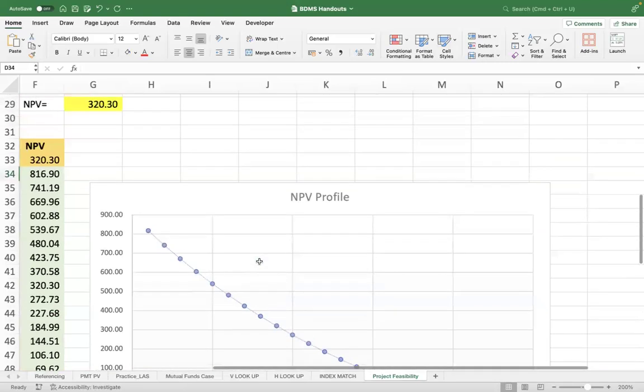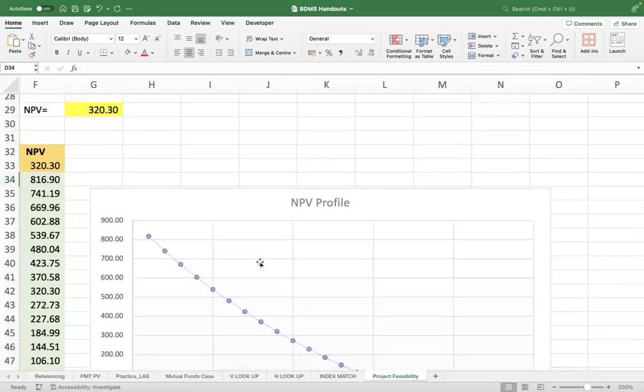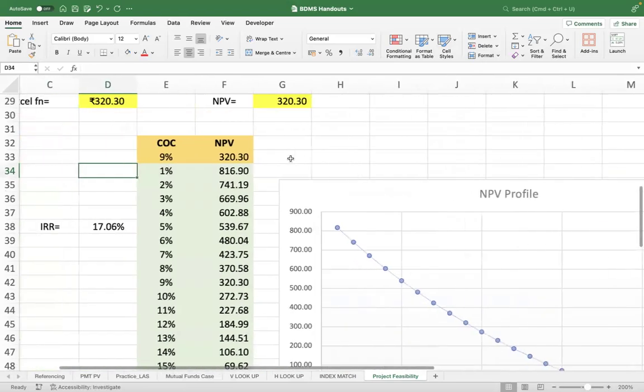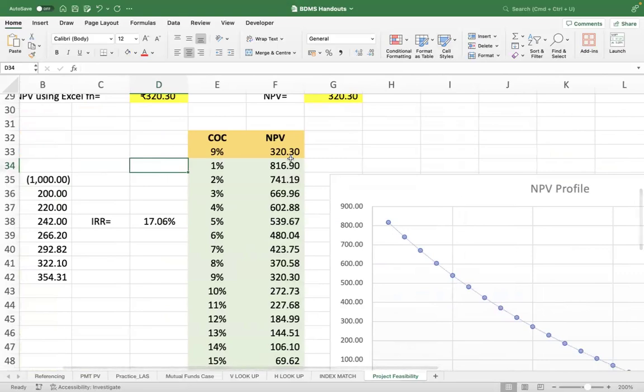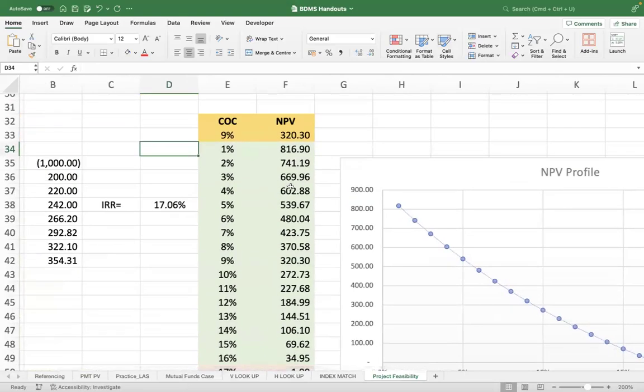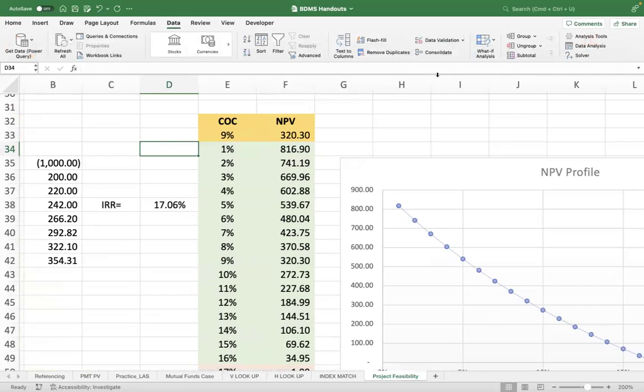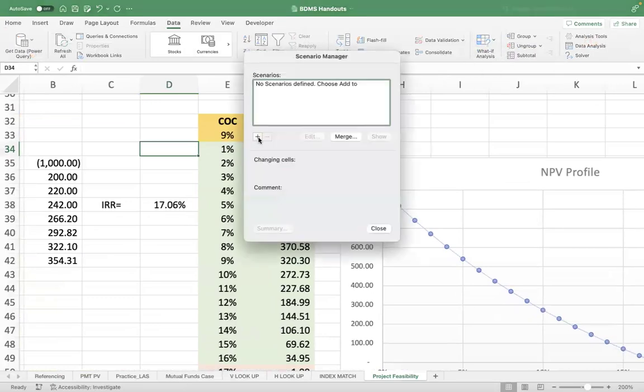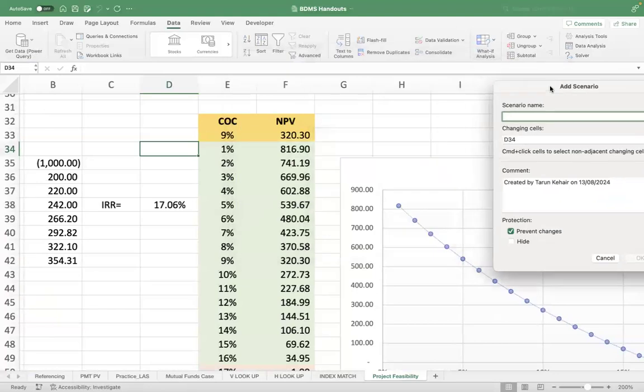So we have used two components of what if analysis. One is called as data table. The other one is called as goal seek. And now we will use the third one, which is called as scenario testing. So I can create multiple scenarios also out of this. So if I go to data, what if analysis, scenario manager, I can create scenarios one by one.